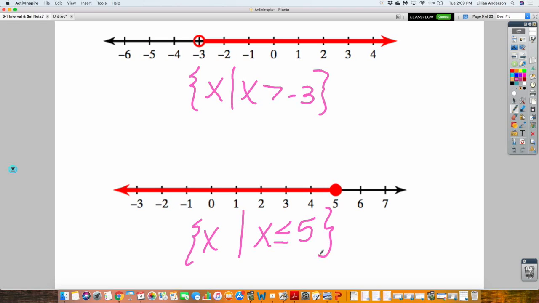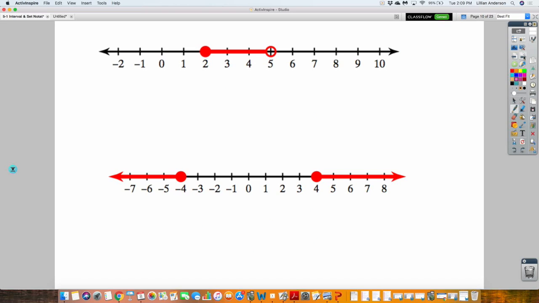Questions? So far, so good? Those are the easy ones. What about this one? How can I represent that one at the top as an inequality? I have a closed circle at 2, I have an open circle at 5, and then it's all the values that are in between. Eddie. 2 is less than or equal to x, which is less than 5.